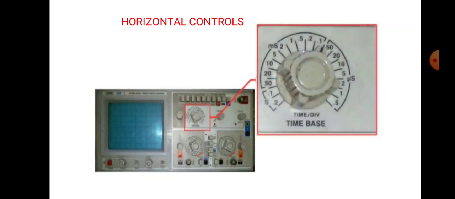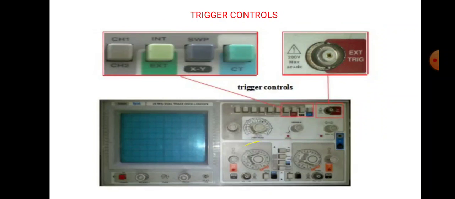Now there is a horizontal variable option here. It controls the attenuation of the signal applied to the horizontal amplifier through the external horizontal connector. This is the horizontal control option here.